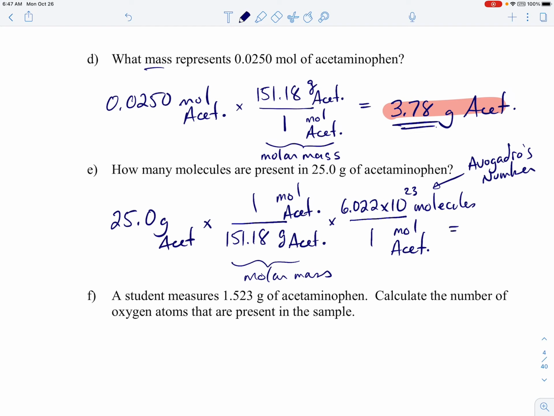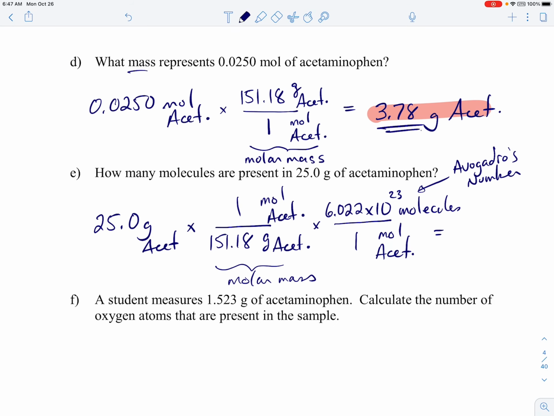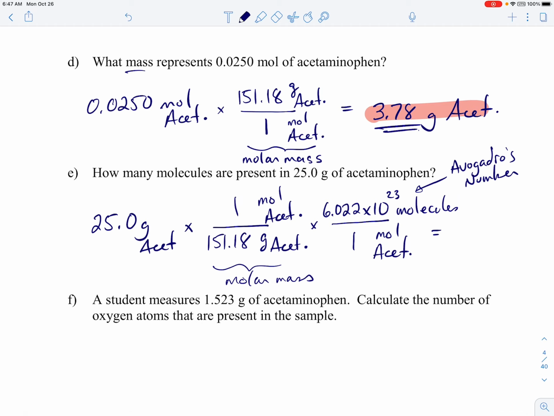So on my calculator, I can keep 3 significant digits. 25.0 has 3 digits. And when I type that in on my calculator, dividing by the molar mass and multiplying by Avogadro's number, pause the video and see if you can get this yourself. You should have got 9.96 times 10 to the power of 22 molecules of acetaminophen.